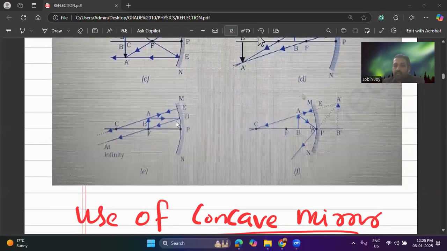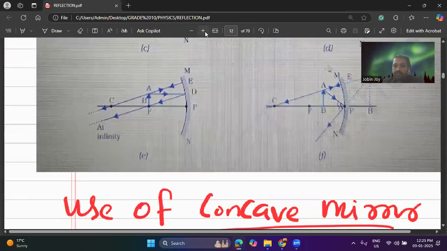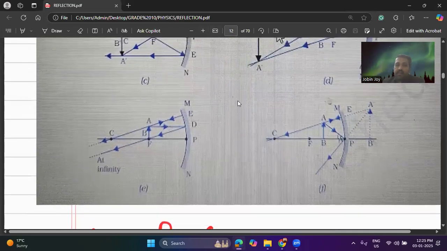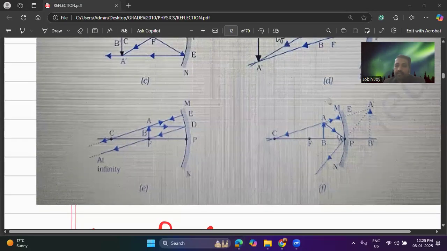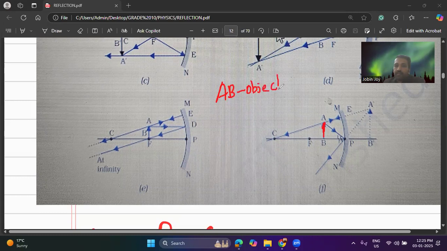Then coming to the last case, the sixth case. This is the object AB. Please remember, AB is the object. Every time AB is the object.